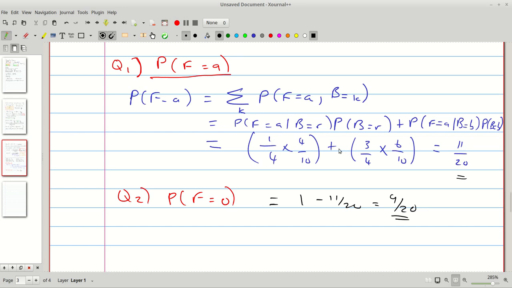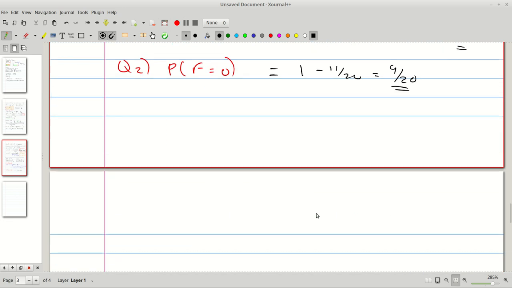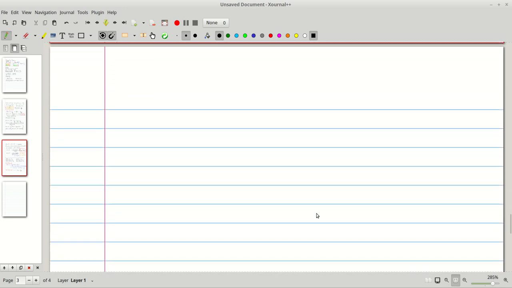Then you just replace the numbers based on the numbers that you have here. So this should be pretty straightforward. So another question that you might be asked, let's go to the final question that you might be asked here.